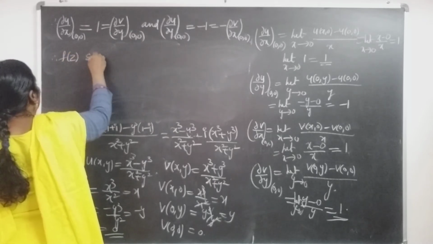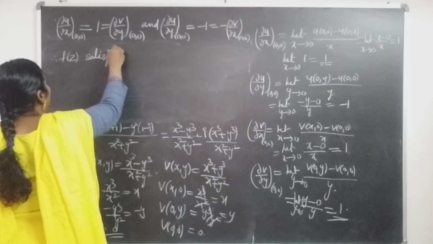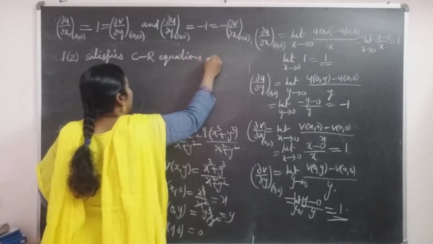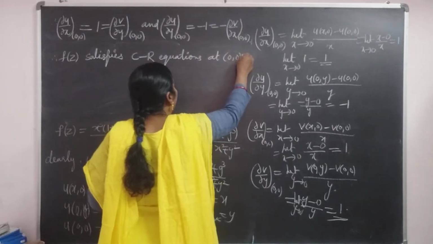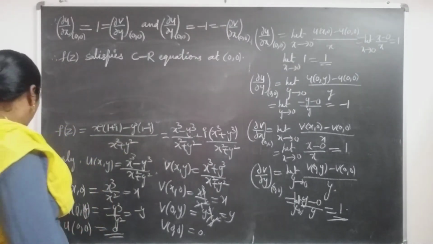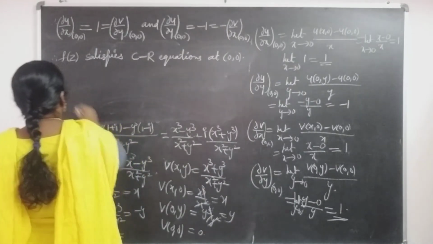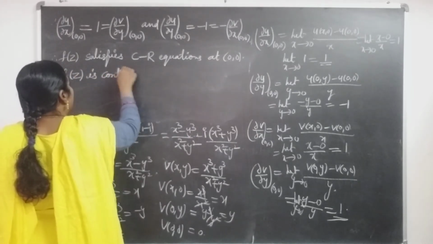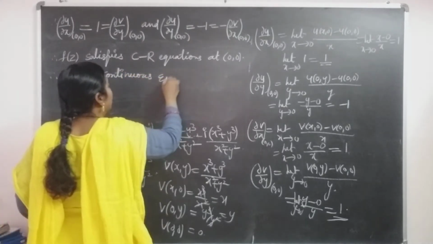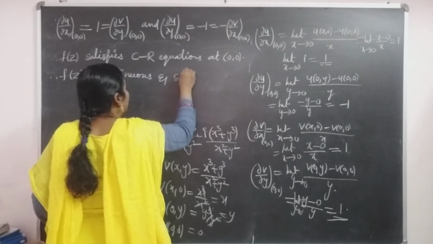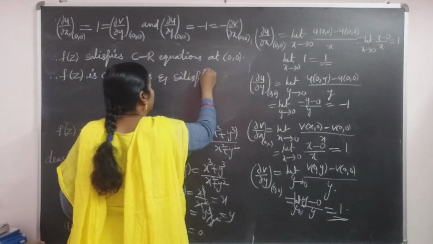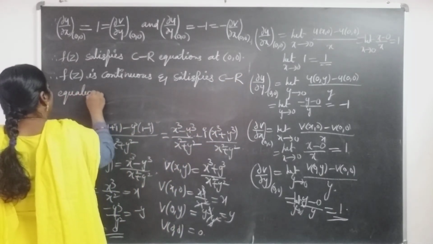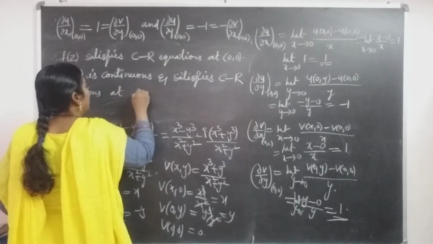f of z satisfies Cauchy Riemann equations at origin. Okay. Now we can prove that therefore f of z is continuous and satisfies Cauchy Riemann equations at origin.